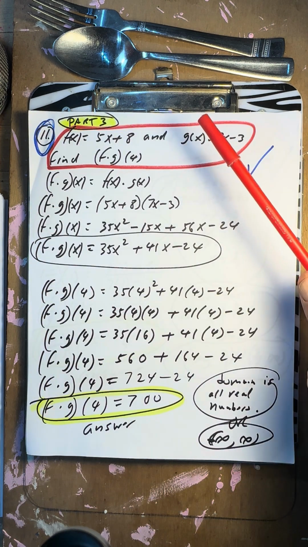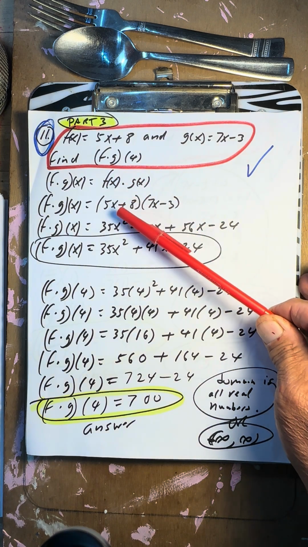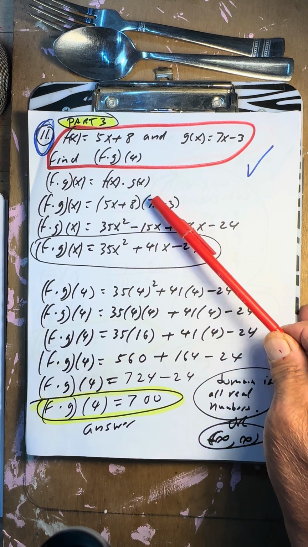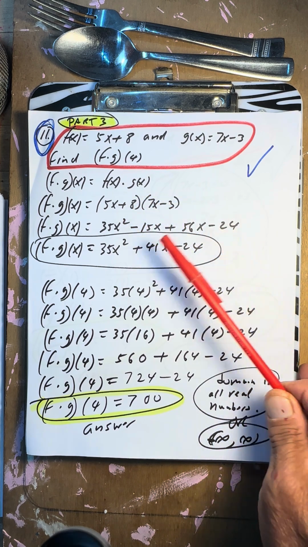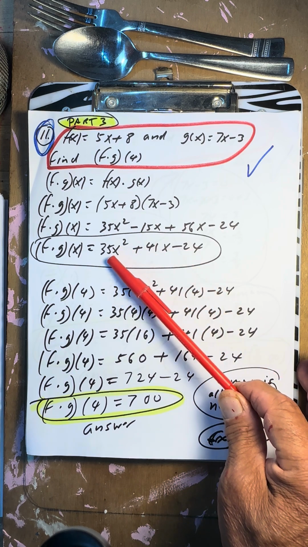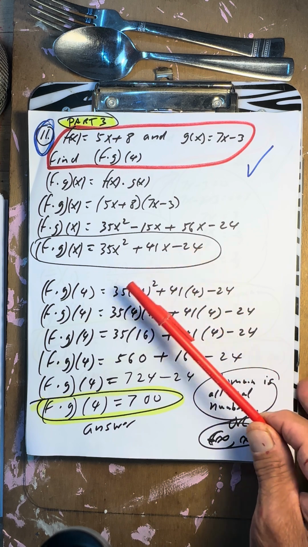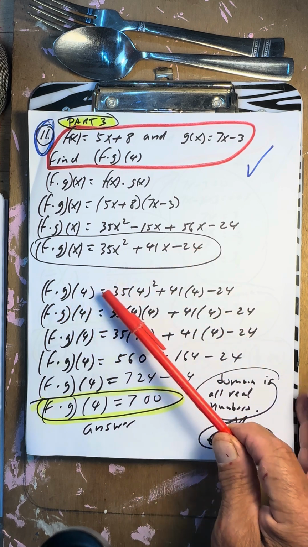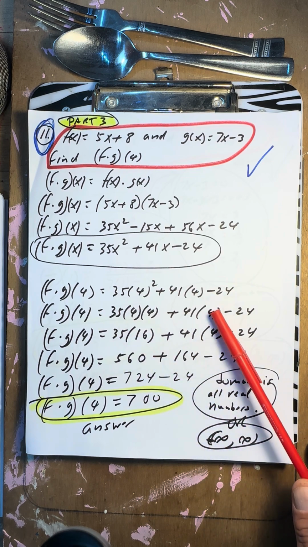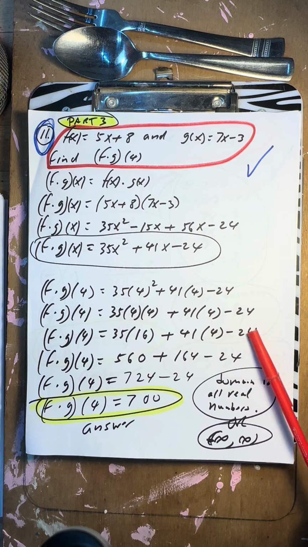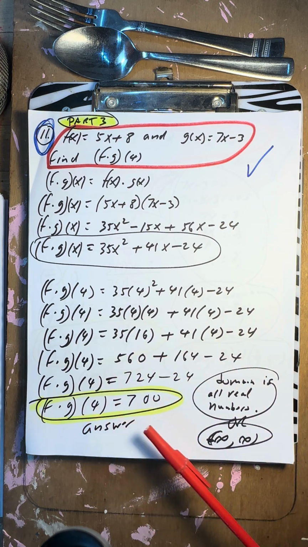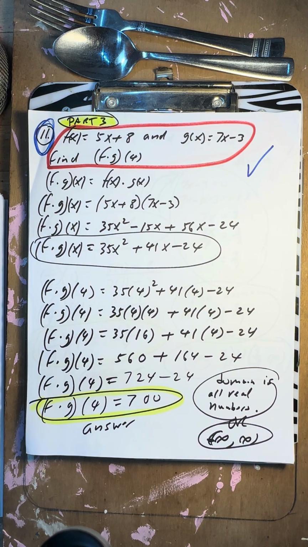f times g of x. So f of x times g of x. Multiply these together. That times that is 35x squared. That times that is 15x. That times that is 56. That times that is 24. Put them together, you're going to get 35x squared plus 41x minus 24. So this is f times g of 4. Put a 4 in there. 4 times 4 is 16. 16 times 35 is 560. And 4 times 41 is 164, and 24. This right here is 724. Minus 24 is 700. So f times g of 4 is 700. Again, domain is all real numbers.